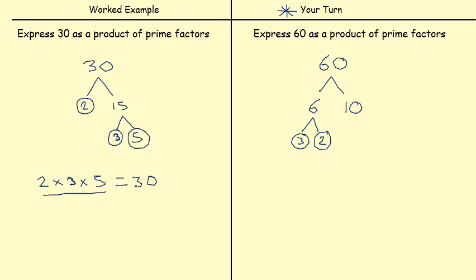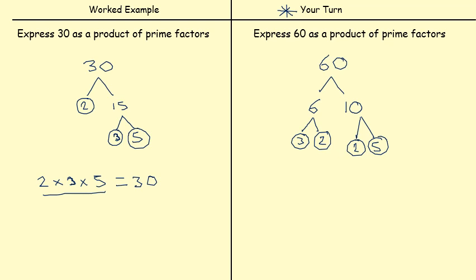Then I'm going to look at my 10. I'm going to break this down into 2 and 5. So 2 times 5 gives me 10, which is the number above. Both of them are prime numbers, so I'm going to circle them.